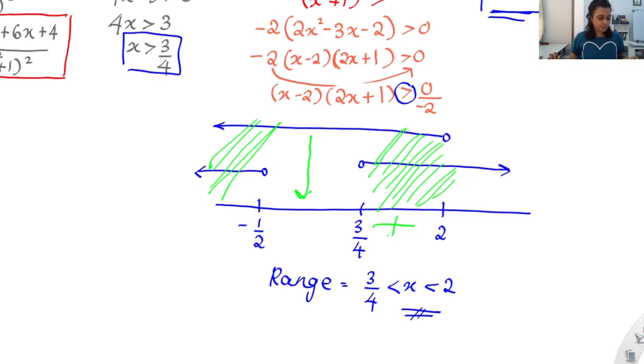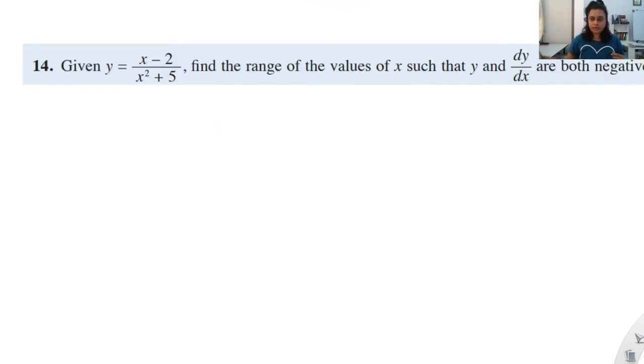Okay, let's move to last one, question 14. Now we continue with question 14. I just got the question. Now let's see how to solve this part, because it's almost similar to question 13. Now they have given you the y. They ask you to find the range of values of x such that y and dy dx are both negative.